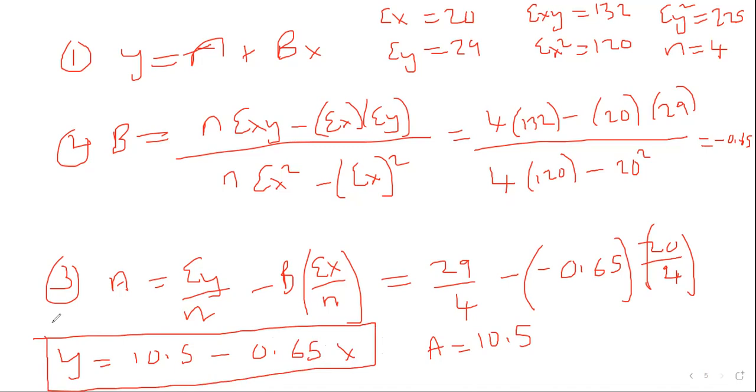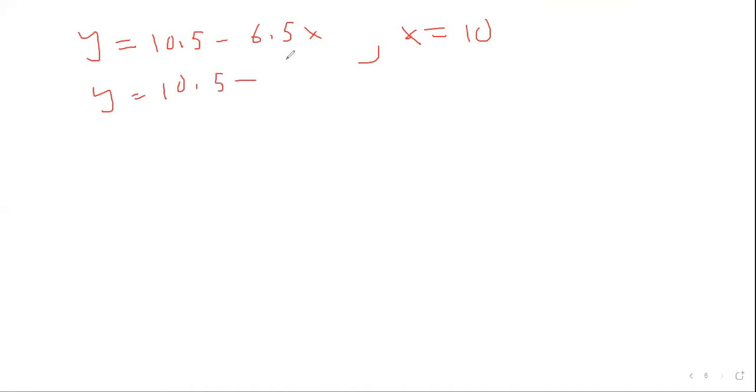Now this regression equation is also called a prediction equation. Sometimes they'll ask you to predict y when x is 10, for instance. So we already found y as 10.5 minus 0.65x. We're told to find y when x is 10, so here you put 10 where there's an x. This will be 10.5 minus 6.5, which will give you 4. We predicted.